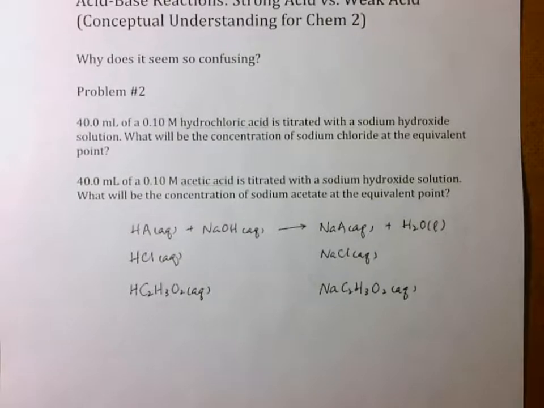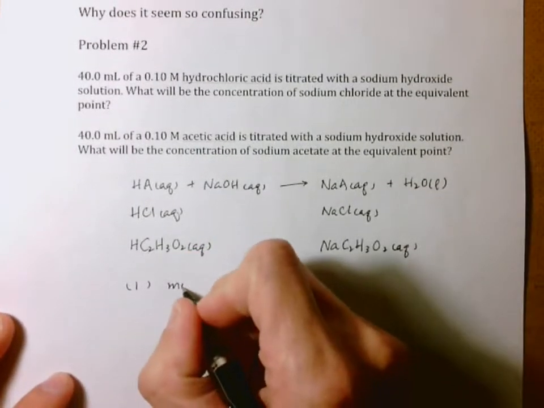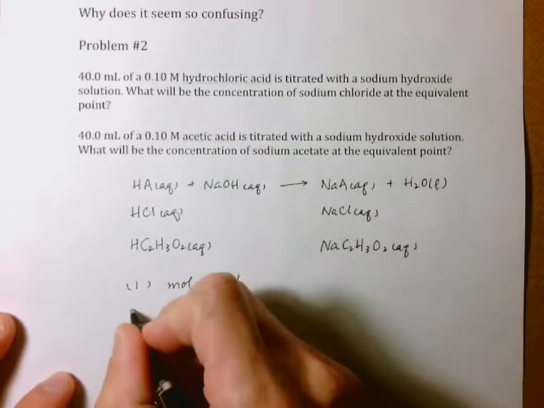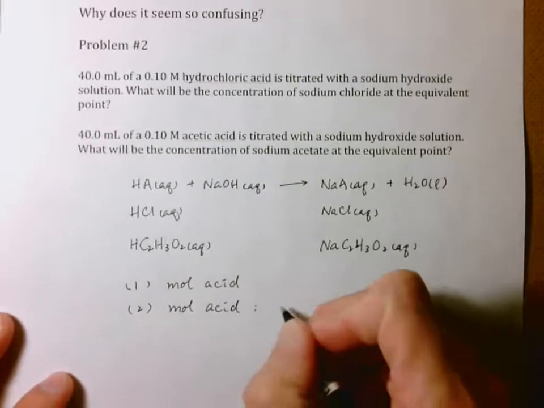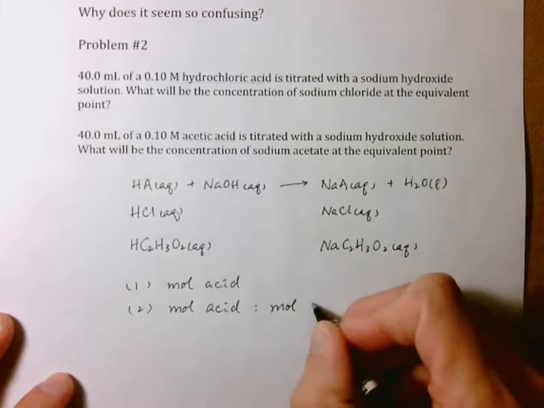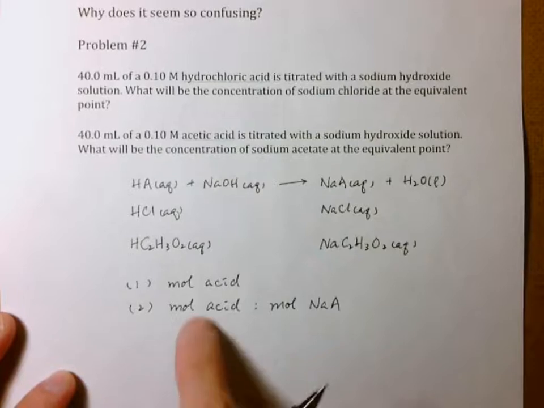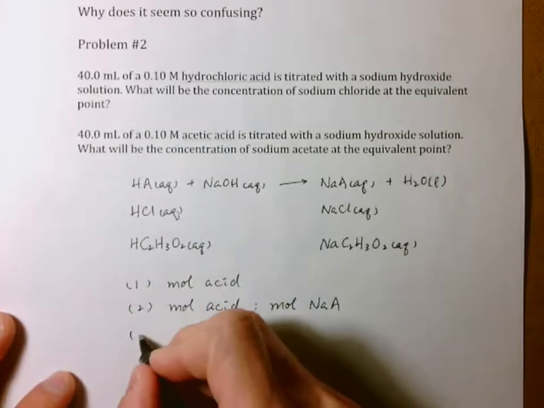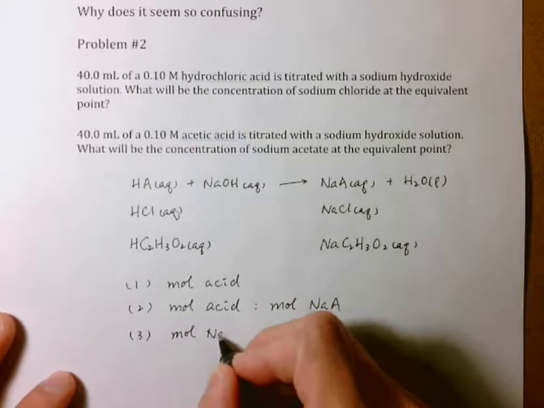So the calculation is exactly the same. You start with the amount of acid. So step 1 will be starting with mole of acid. Step 2 will be the mole ratio, mole acid to mole sodium chloride or sodium acetate. Ratio will be 1:1 in this case. Step 3, mole of NaA.